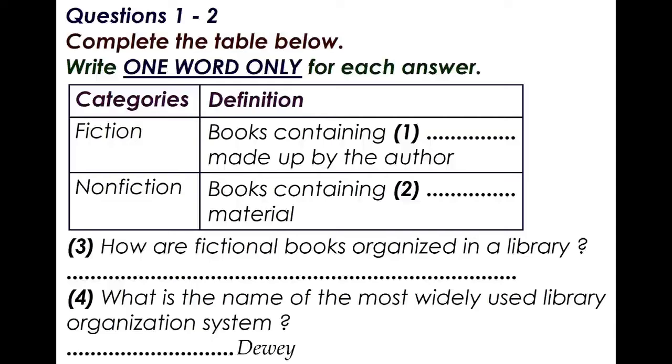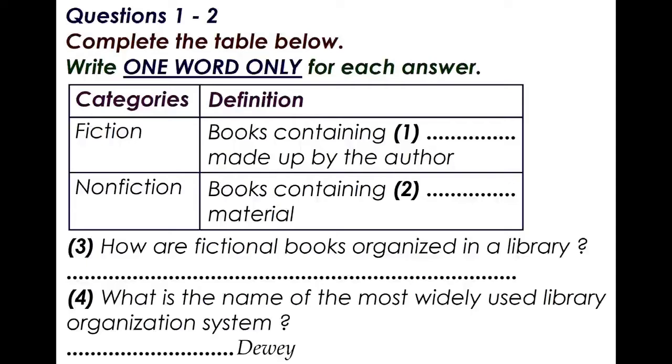All the books in a library can be classified under two main categories, fiction and non-fiction. Books of fiction contain stories that were made up by the author. Books of non-fiction contain factual material. When doing research, you use non-fiction books because you are looking for factual information.